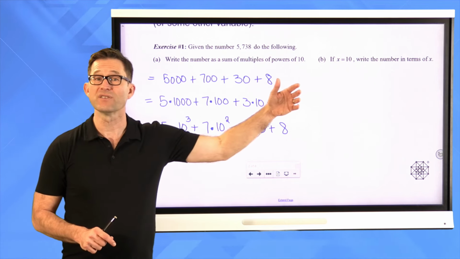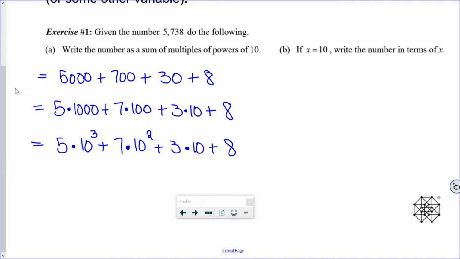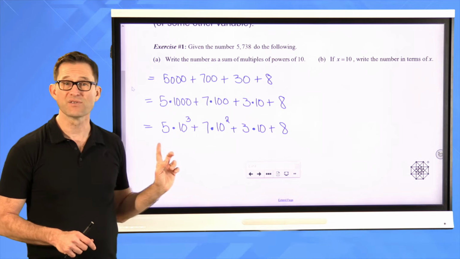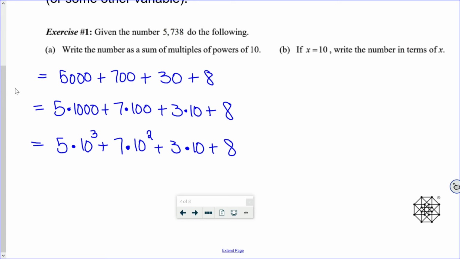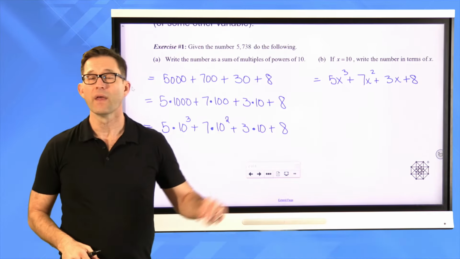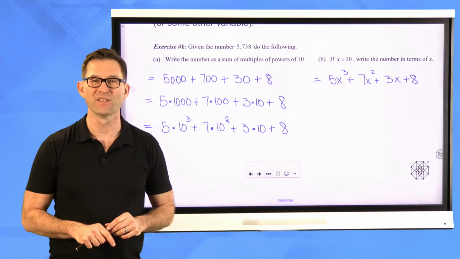Now, we can change this into a polynomial in letter B. If x equals 10, write the number in terms of x. Well, this is simple, because as soon as I see a 10, I'm going to replace that with the letter x. So this entire number then could be represented as 5x cubed plus 7x squared plus 3x plus 8, right? That number and this polynomial expression are identical as long as the value of x is equal to 10.